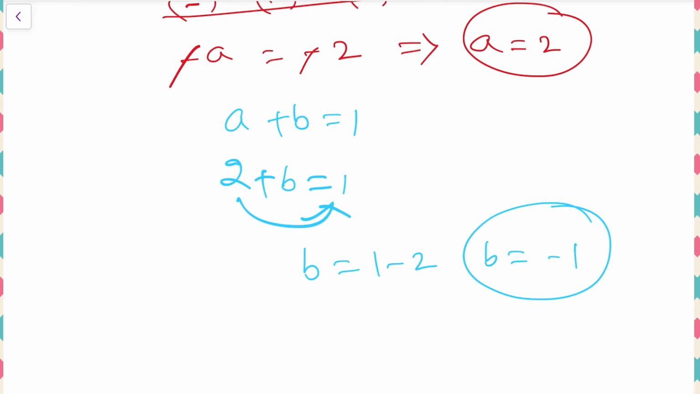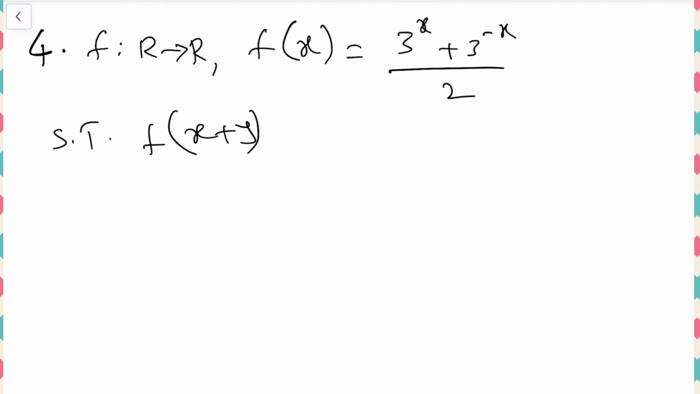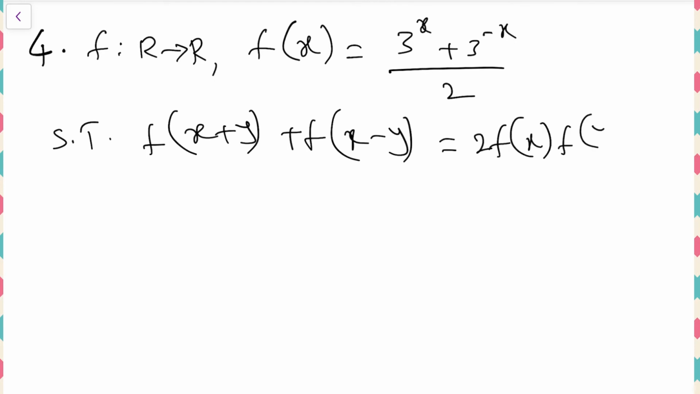Okay, now let us move to bit number 4. f is a function from R to R, and the function is defined by f of x is equal to (3 power x plus 3 power minus x) divided by 2. Then he is asking to show that f of x plus y plus f of x minus y is equal to 2 times f of x into f of y.